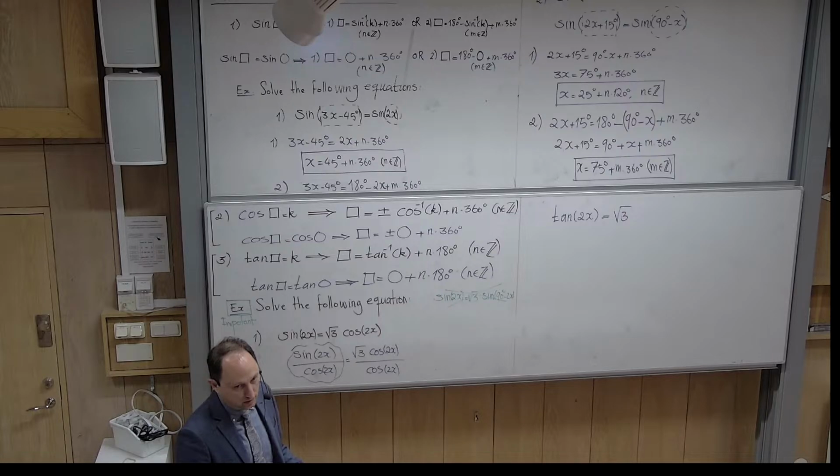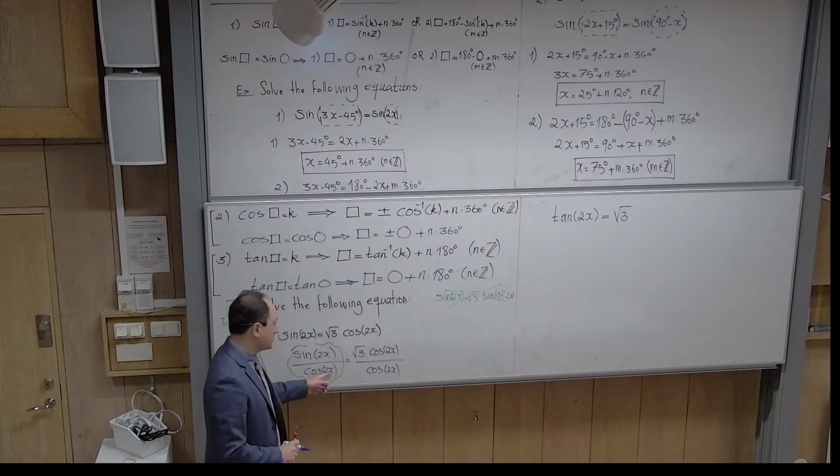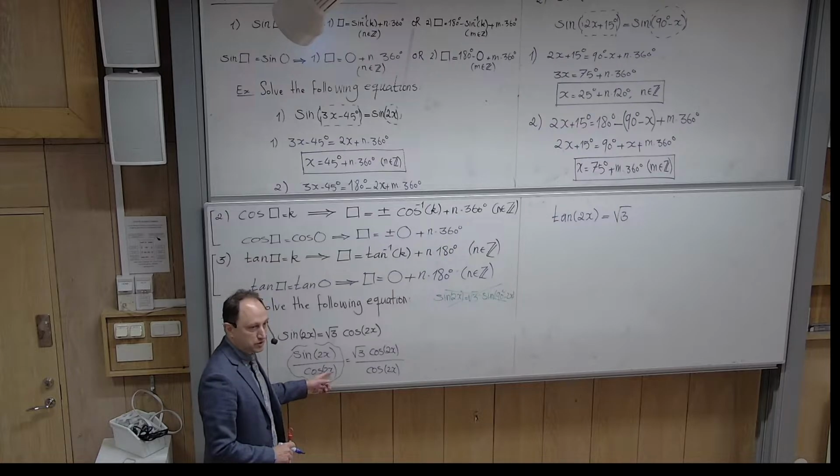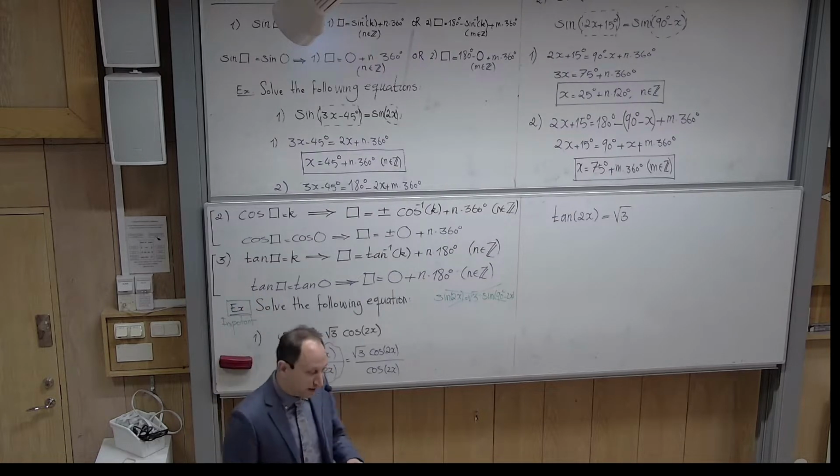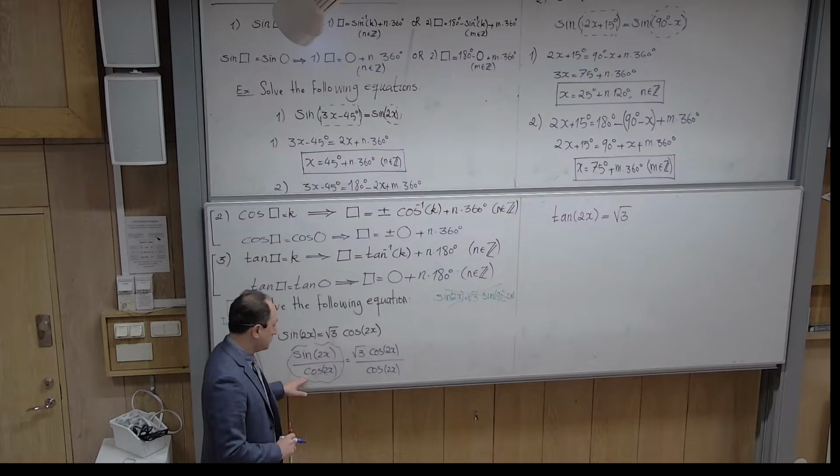Is it that cosine 2x is not 0, or that x is not 0? No, cosine 2x is not 0. I don't care about whether x is 0. By the way, if x is 0, I don't have any problems. Why? Because if x is 0, 2 times 0 is 0, and cosine of 0 is 1. So I don't have any problems. What matters is that cosine 2x, which is going in the denominator, shouldn't vanish.